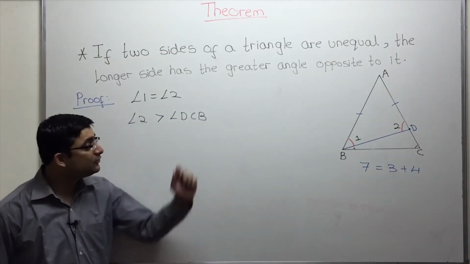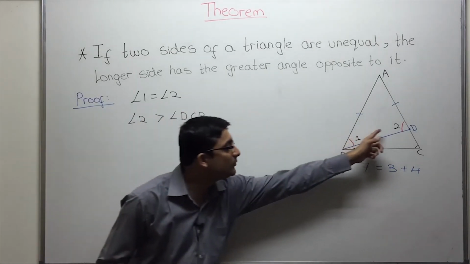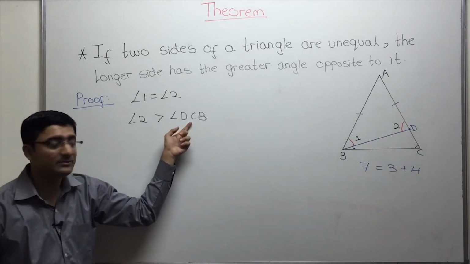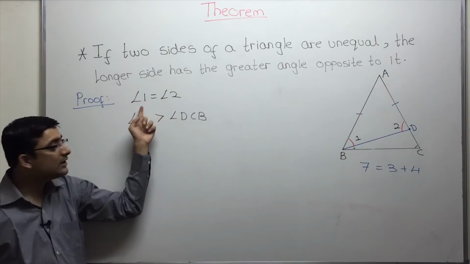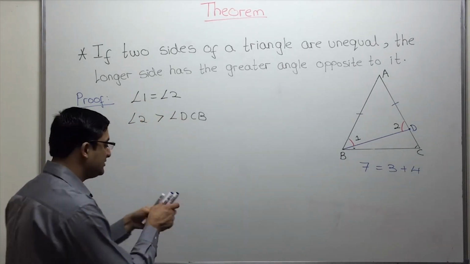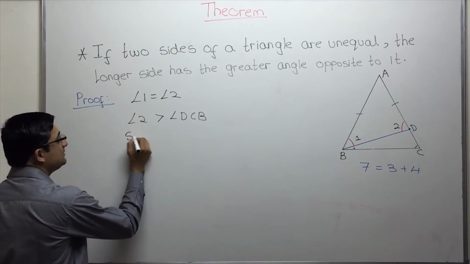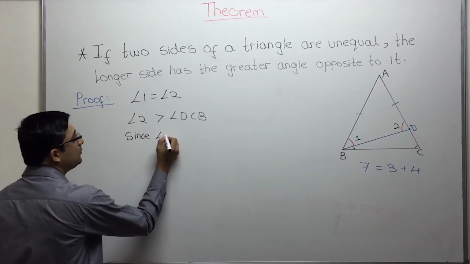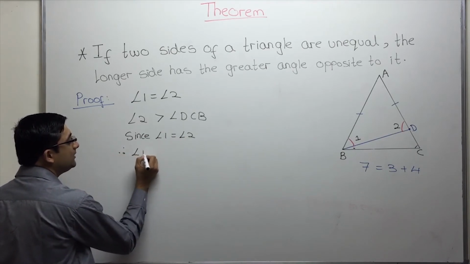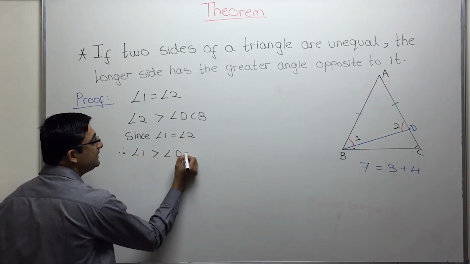So I'm continuing the proof. Previously we showed that angle 1 is equal to angle 2 and that angle 2 is greater than angle DCB. Now angle 2 is equal to angle 1. So if angle 2 is greater than this, angle 1 will also be greater than this. Since you can write over here, angle 1 is equal to angle 2, therefore, angle 1 will also be greater than angle DCB.